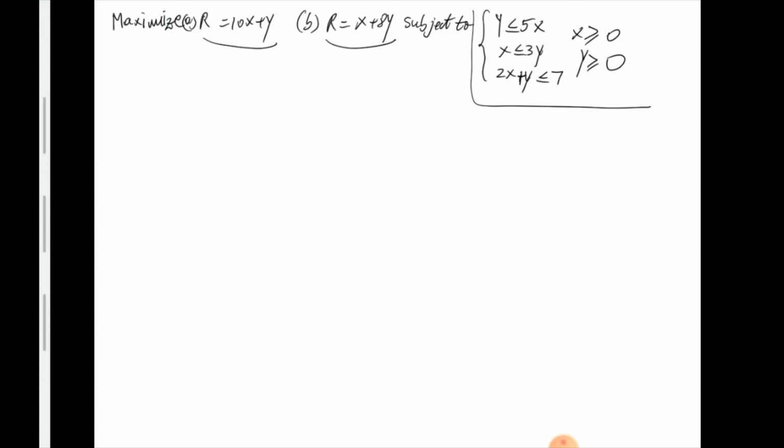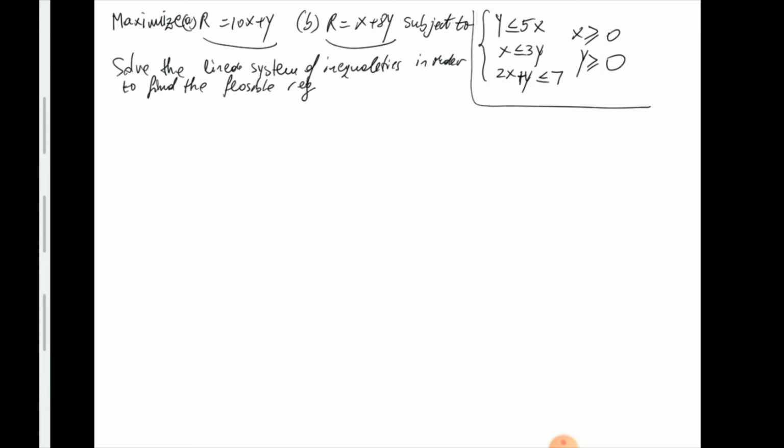What's important from a mathematical point of view is that all of these inequalities will give you the feasible region. So that's your starting point to solve the linear system of inequalities in order to find the feasible region, and importantly now, its corners, because we know already that the solution will appear at one of these corners.